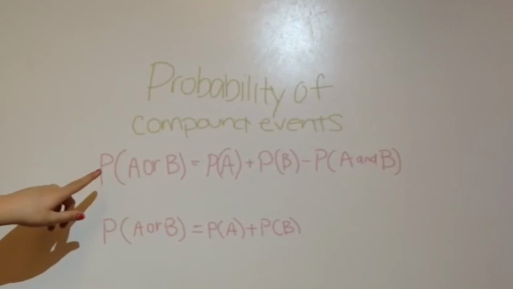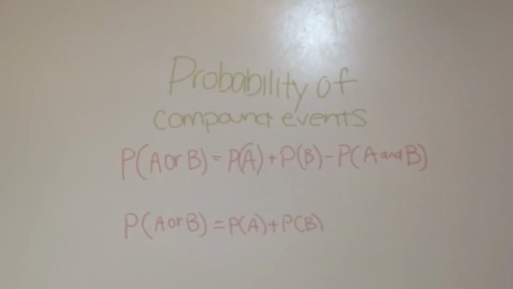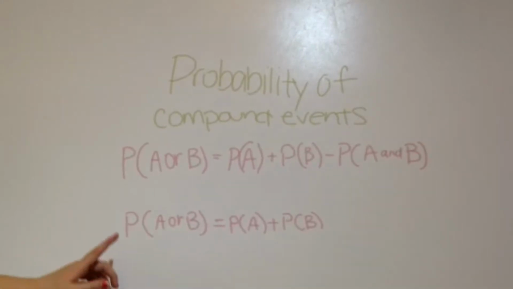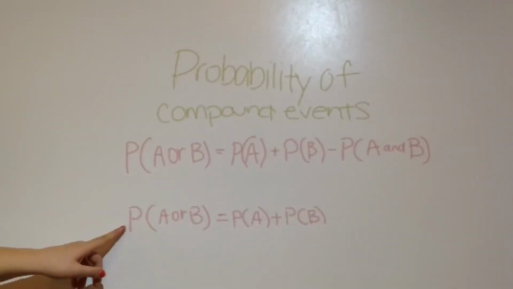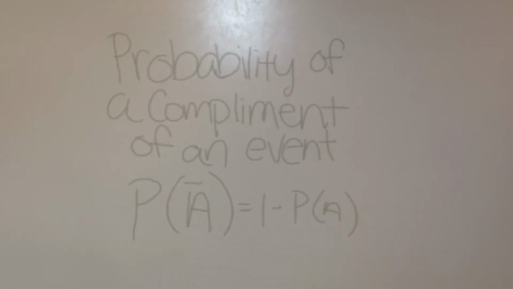If A and B are any two events, then the probability of A or B is P(A or B) equals P(A) plus P(B) minus P(A and B). If A and B are disjoint events, then the probability of A or B is P(A or B) equals P(A) plus P(B). The probability of the complement of A equals 1 minus the probability of A.